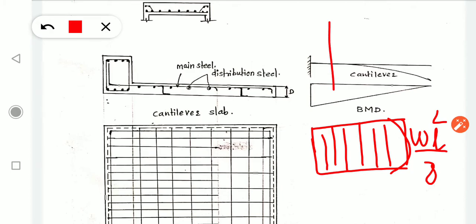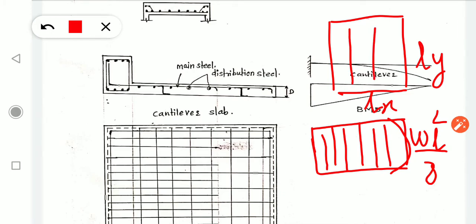In the two-way slab, the slab bends in both LX and LY direction. Therefore, we need to provide reinforcement in both directions, as well as the corners have a chance of getting uplift. Therefore, I have provided reinforcement in these corners also, right?